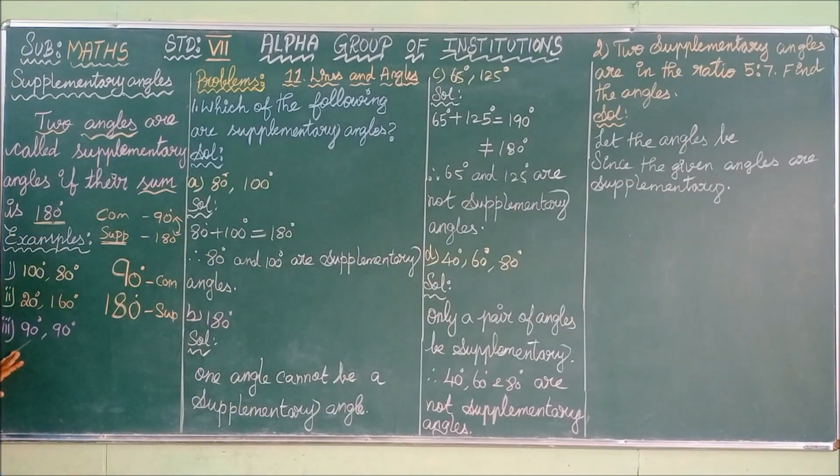See some examples. 100 degree, 80 degree. Add these two angles, 100 plus 80, 180 degree. So these two angles are said to be supplementary angles. And also listen carefully, children, we can call 100 degree a supplement of 80 degree. Similarly, we can call 80 degree a supplement of 100 degree.